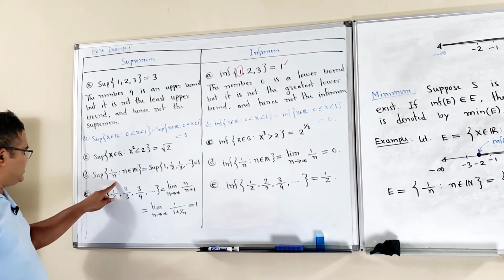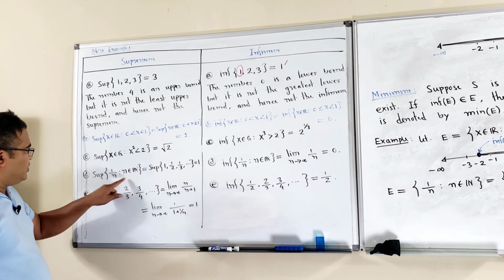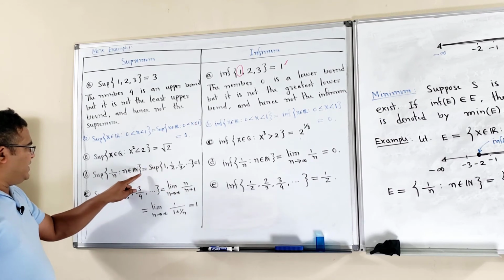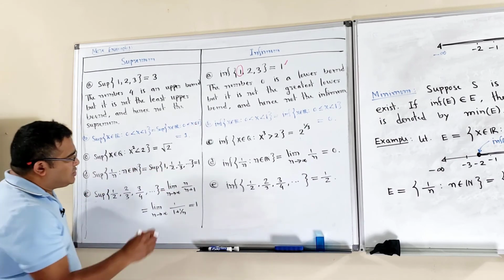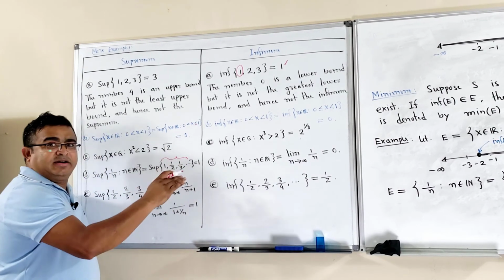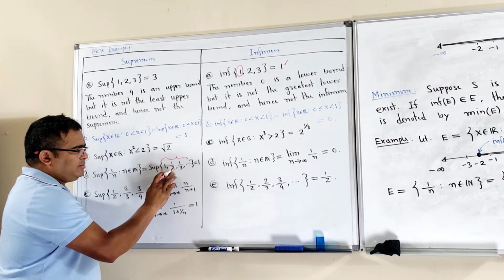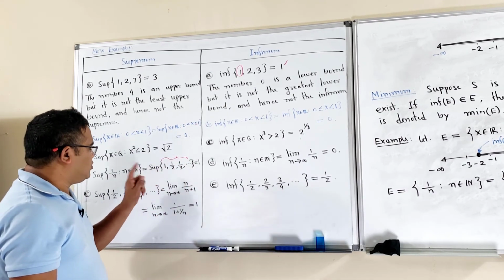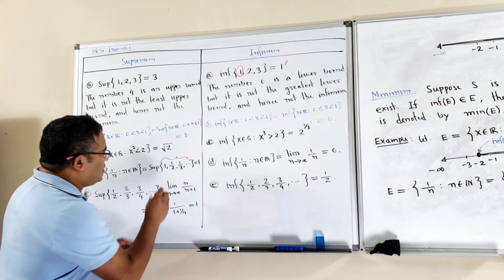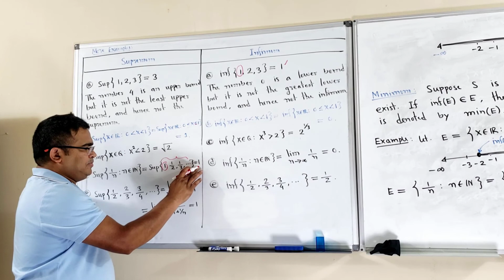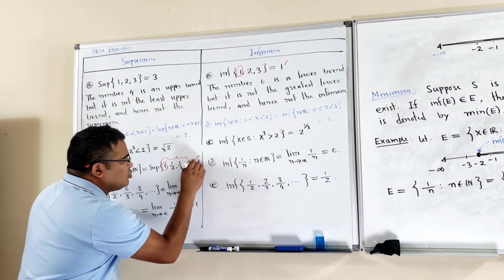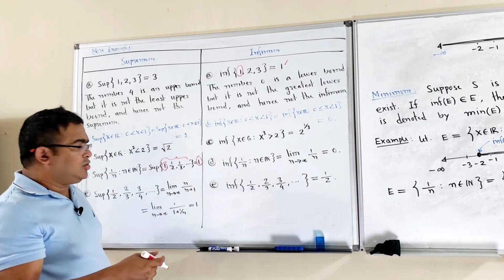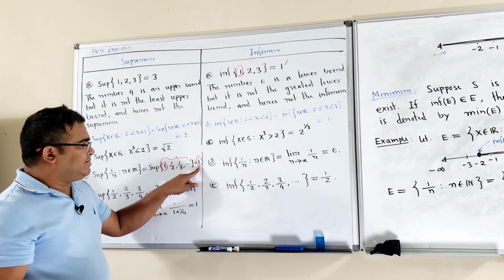If you consider a sequence, when n is 1, this is 1 over 1, which is 1. When n is 2, this is 1 over 2. When n is 3, it is 1 over 3. Did you see this sequence is decreasing? This is 1, this is 0.5, this is 0.33. So what is the largest element of this set? The largest element is 1, so its supremum is 1. And this supremum belongs to this set, so its maximum is also 1.